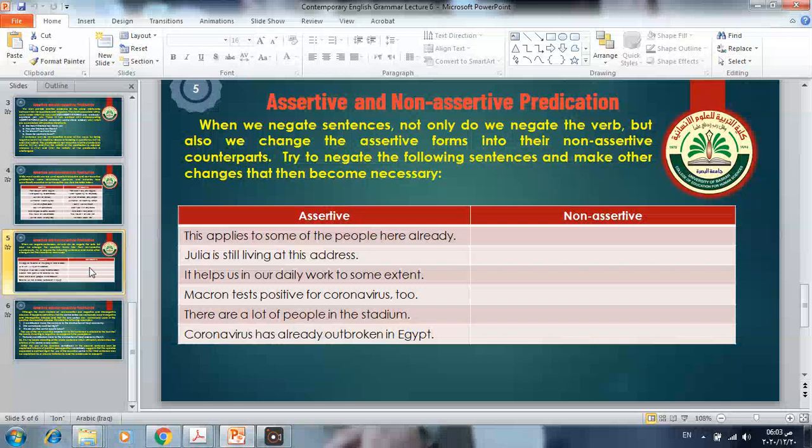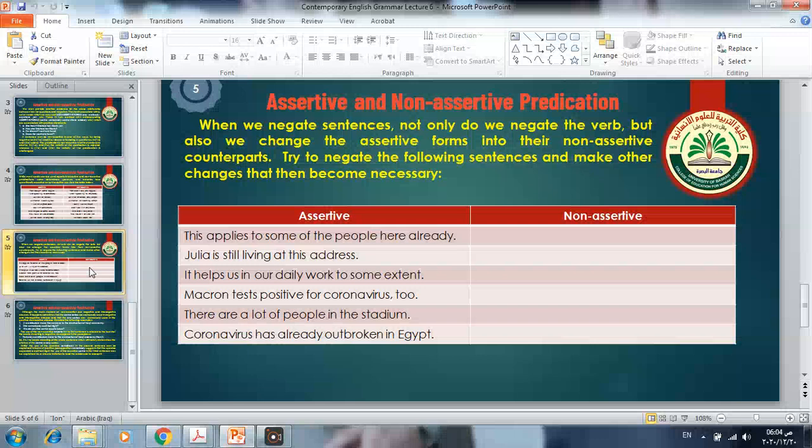So now try to negate the following sentences and make other changes that then become necessary. This is for you, and you have to answer. You have to negate these sentences and make the necessary changes. So let me read the sentences. This applies to some of the people here already.